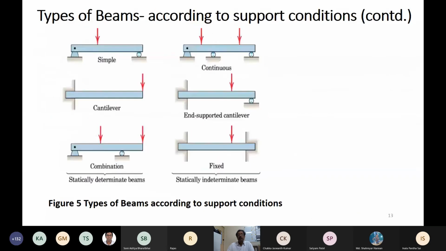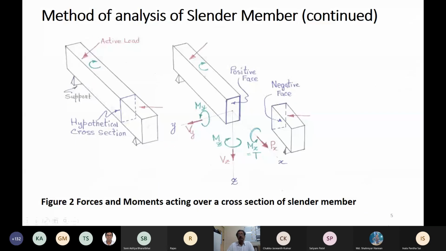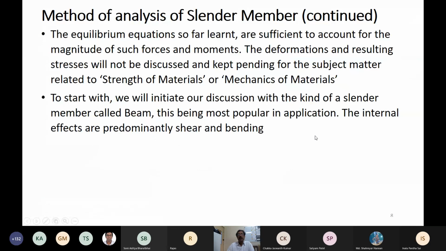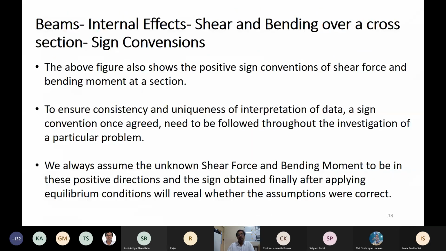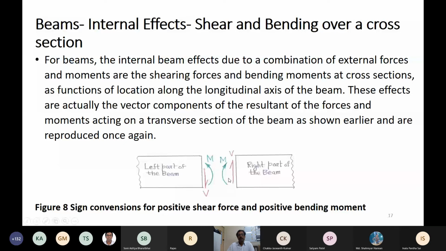Similarly, if you are with the right part of the beam, exactly equal and opposite forces will work, and onto the right part of the beam, you should have the sign convention opposite. Like this and this. Remember it if you can. If you don't, no problem. Through the example, it will come automatically.